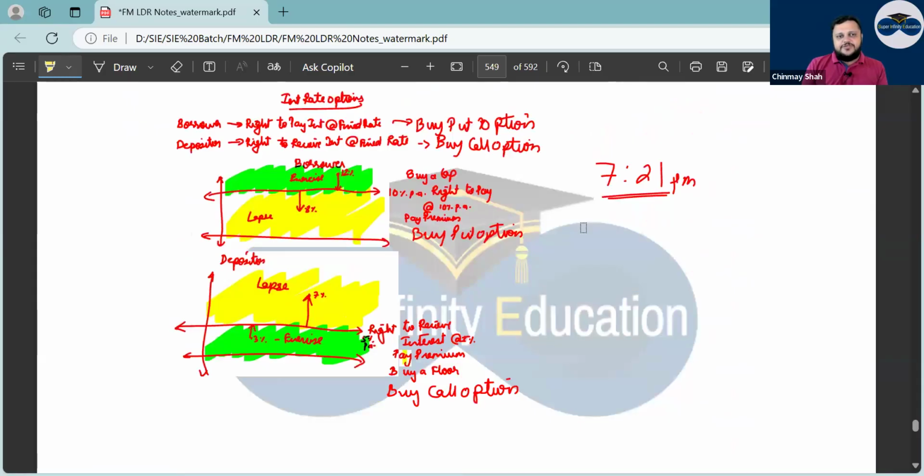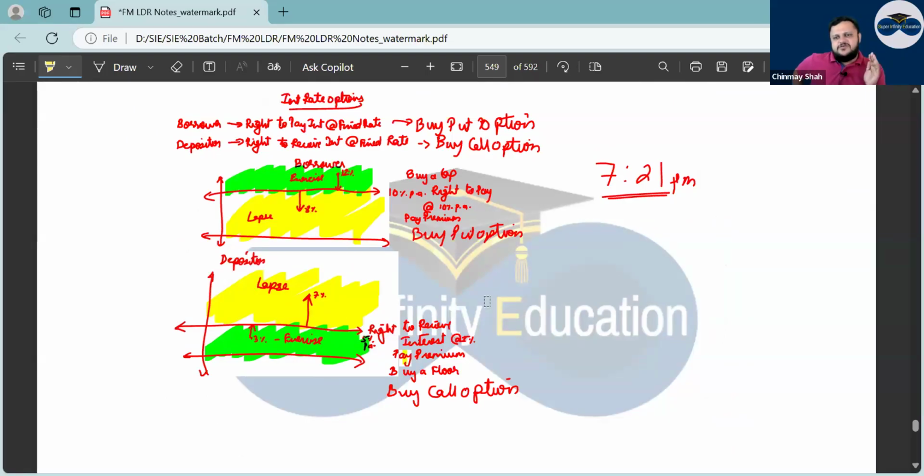You have interest rate options. You have a cap, you have a floor. A borrower takes a cap. He says that the maximum I'll pay is 8%. If the rate goes above that, I'll still pay 8%. If the rate goes below that, I will lapse the option and go and borrow from the market, right?